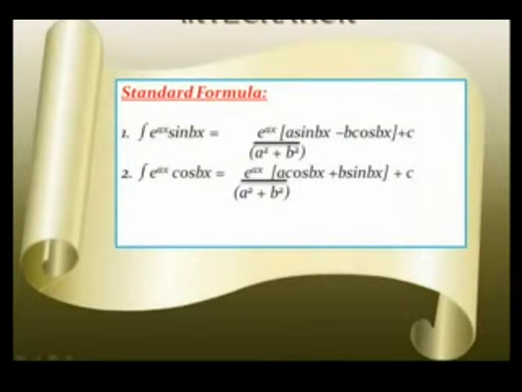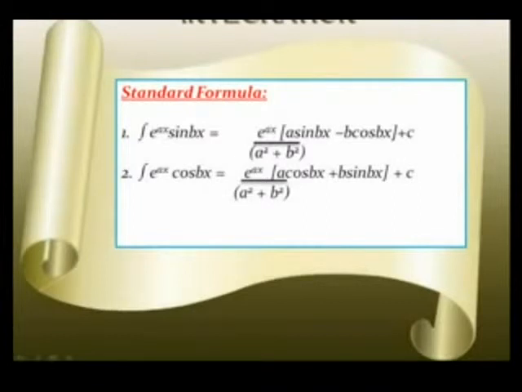Now based on the previous problem, let's see two very standard formulas. The first is integral of e to the power of ax into sin of bx equal to e to the power of ax divided by a square plus b square into a times sin of bx minus b times cos of bx plus c. And the second is integral of e to the power of ax into cos of bx equal to e to the power of ax divided by a square plus b square into a times cos of bx plus b times sin of bx plus c.